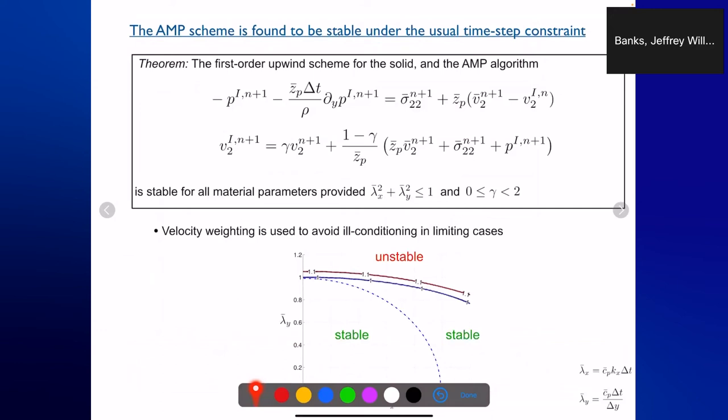Okay, so this is stable under the usual time step constraint. So again, if I do the first order upwind scheme in the solid, trying to be as robust as possible, I use this AMP algorithm, which is expressed here. That thing turns out to be stable under the usual CFL constraint. So this is fairly boring in the sense that the algorithm just works.